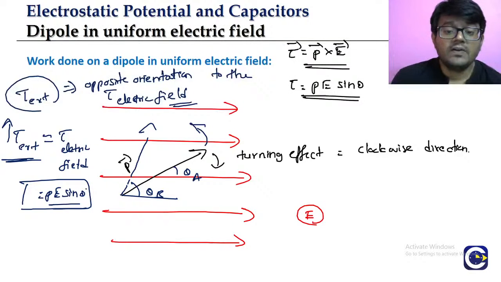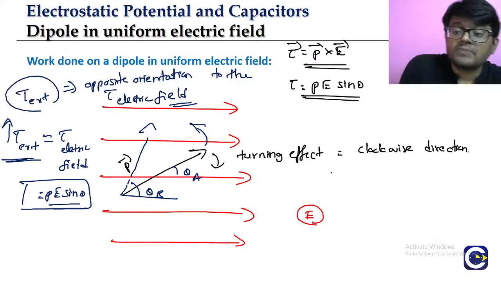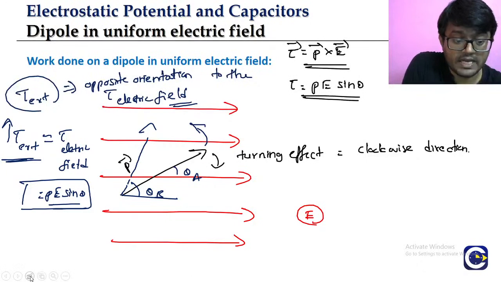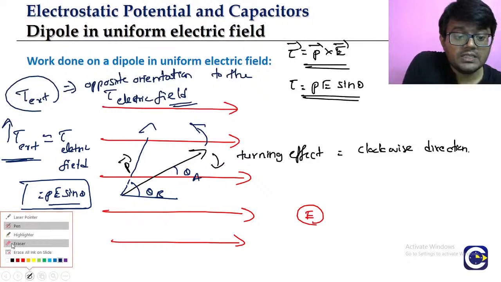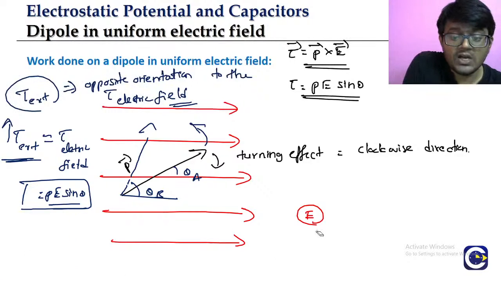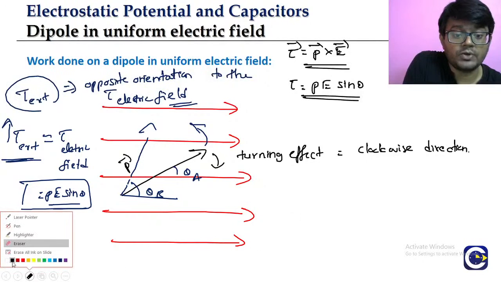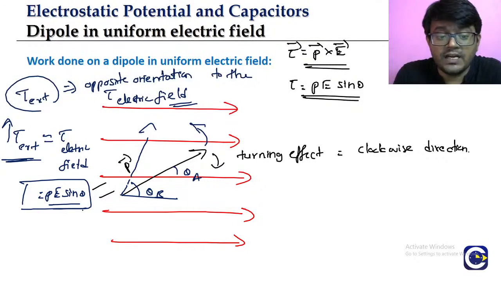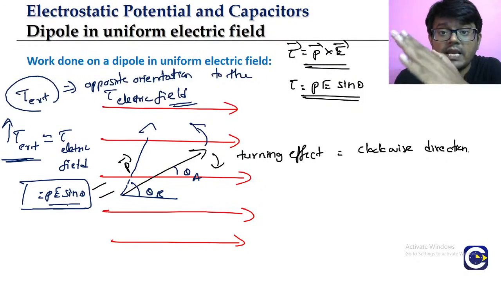Now we will try to calculate the work done by the external torque. We are applying a torque, and that value is p sin theta. It is almost the same as the torque due to the electric field, but we are applying it in the opposite orientation. The applied torque changes depending upon the orientation between the electric field and the dipole.